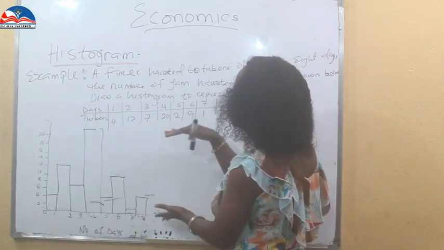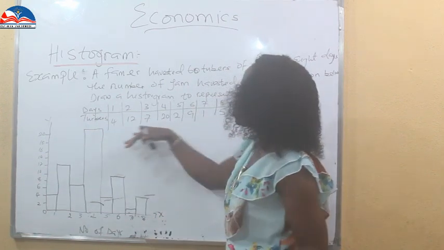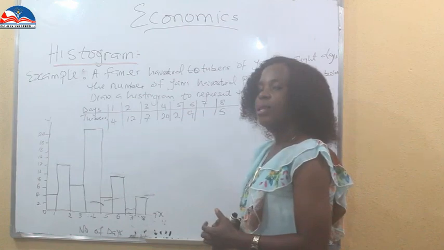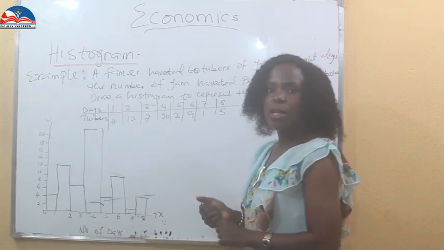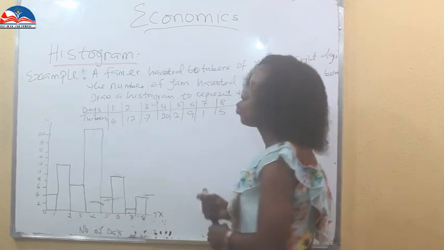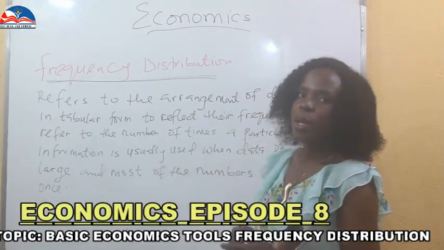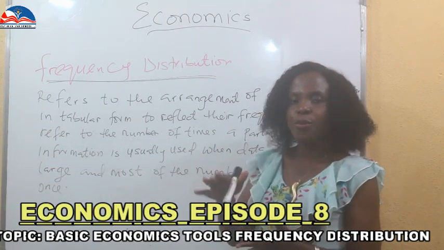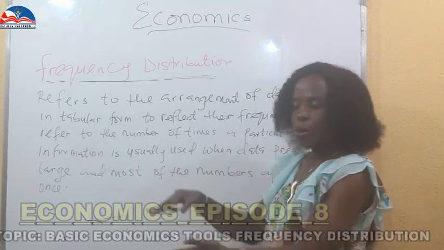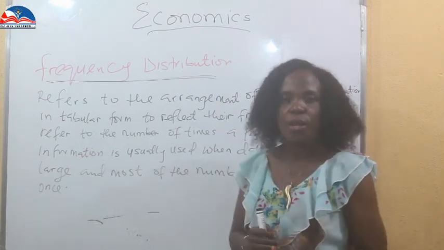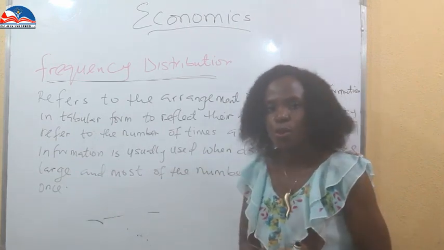Frequency distribution. Remember, in the explanation, we talked about the frequency in a histogram. So how do we tabulate a frequency distribution? Let's go to that point. We have seen the histogram, and we have seen how we can use the frequency to draw it on the horizontal axis, the x-axis. Now, what is frequency distribution?